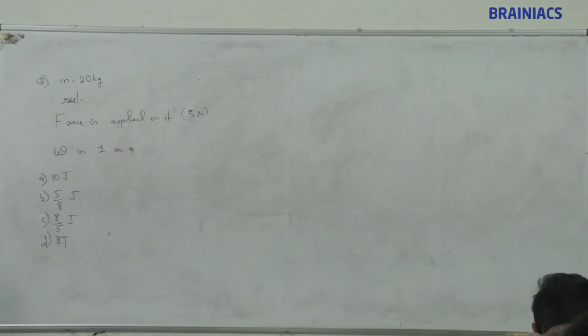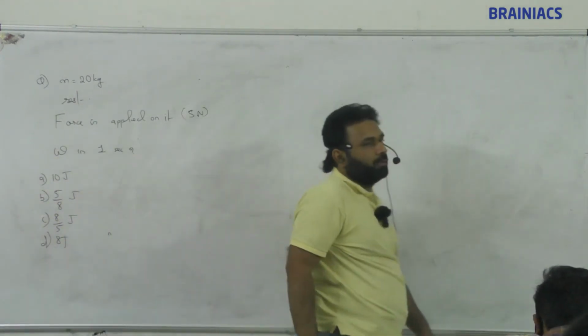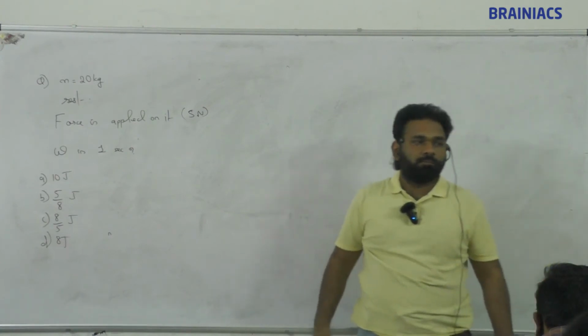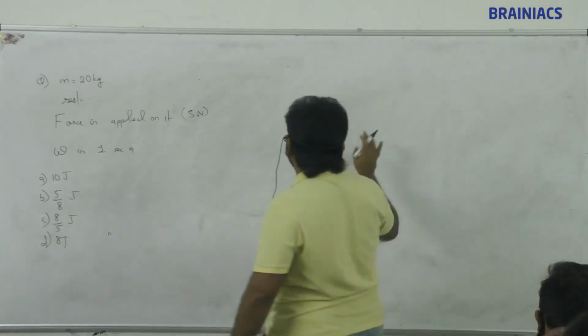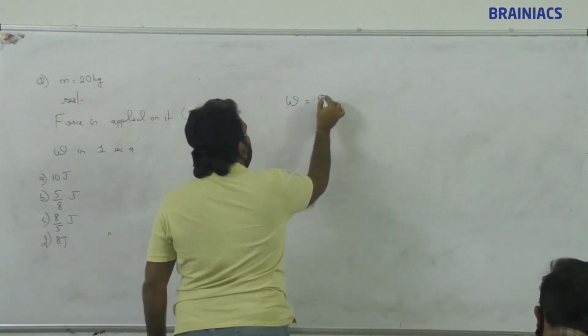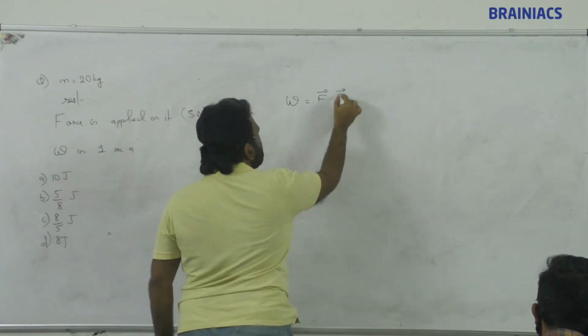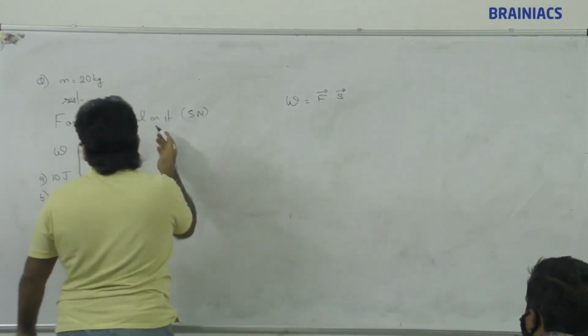Five by 8. All of you got it? Okay. What do we need here? Work is equal to F dot S. Yes.